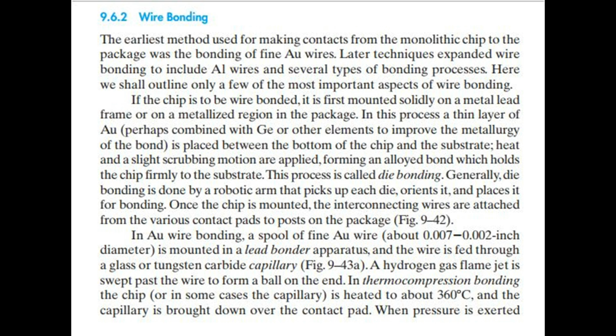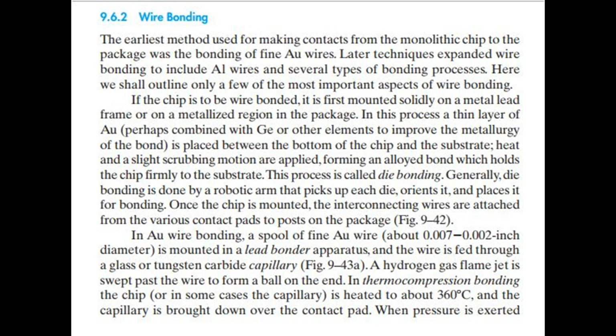Once the chip is mounted, the interconnecting wires are attached from the various contact pads to posts on the package, Fig 942. In gold wire bonding, a spool of fine gold wire, about 0.007 to 0.0002 inch diameter, is mounted in a lead bonder apparatus, and the wire is fed through a glass or tungsten carbide capillary, Fig 943a.